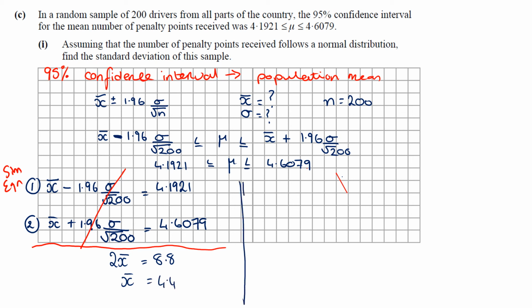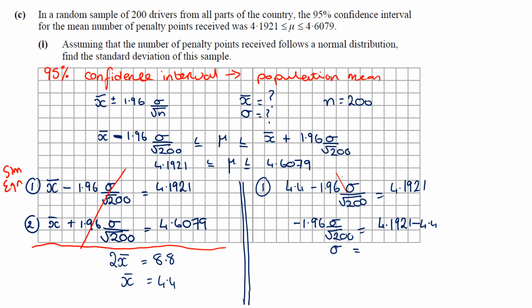Now that I've worked out x bar, I can go back and work out the standard deviation, which is what I wanted. So using equation 1, I get 4.4 minus 1.96 standard deviation over root 200 is equal to 4.1921. So sigma is equal to root 200 times 4.1921 minus 4.4, all over minus 1.96. So sigma is going to work out at 1.5.